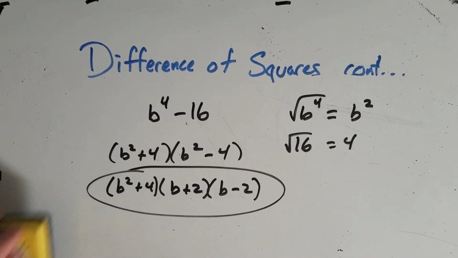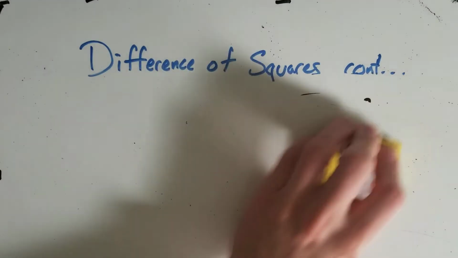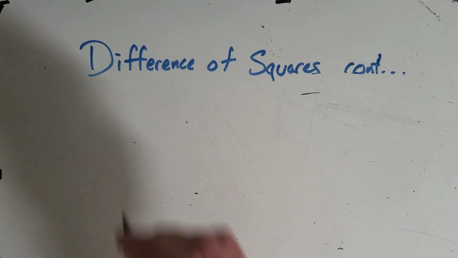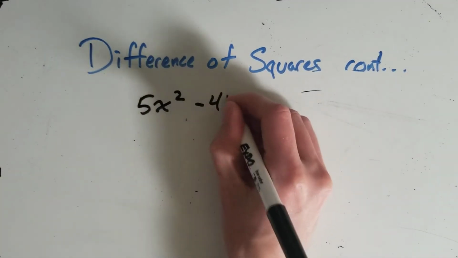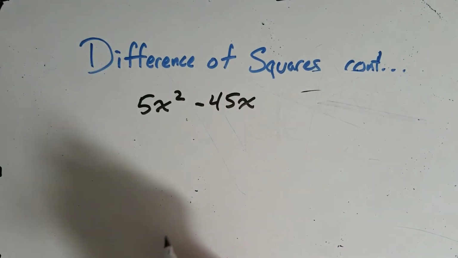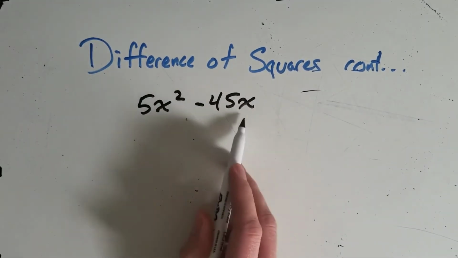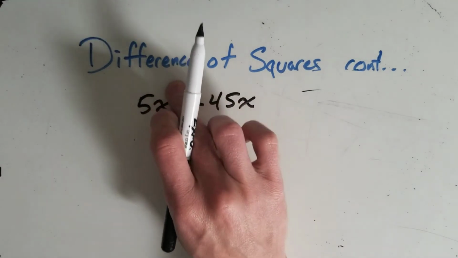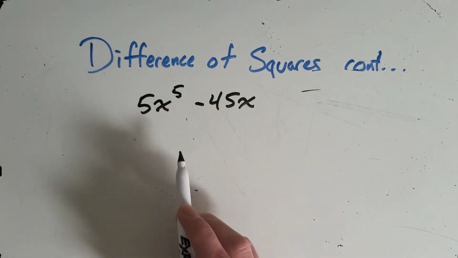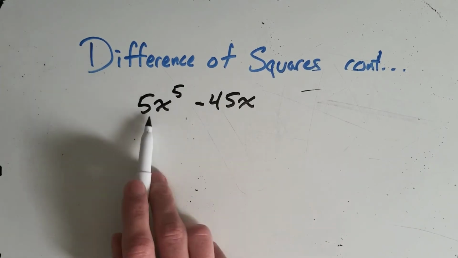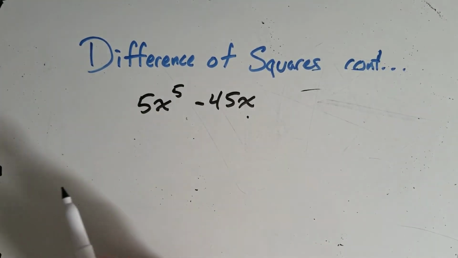Alright, on to our next, and then we'll solve a few equations. So our next one, we have 5x to the fifth minus 45x. And notice we don't have any perfect squares here, but we do have a GCF. And that really should be the first thing we're looking for.